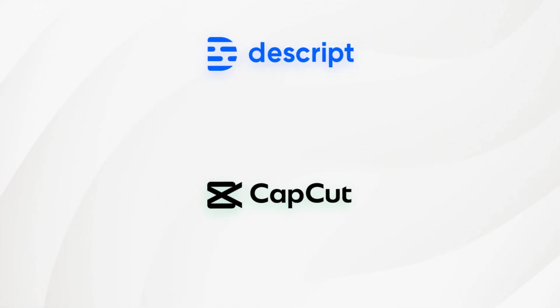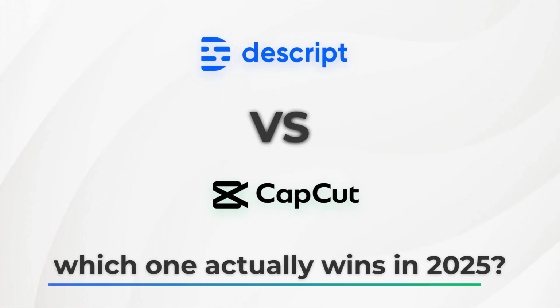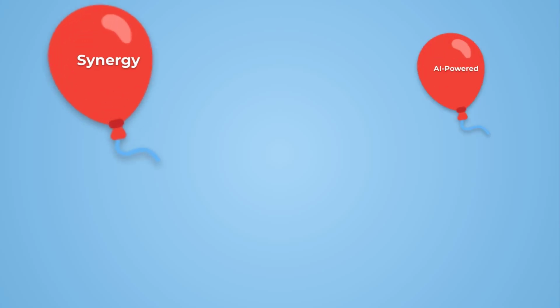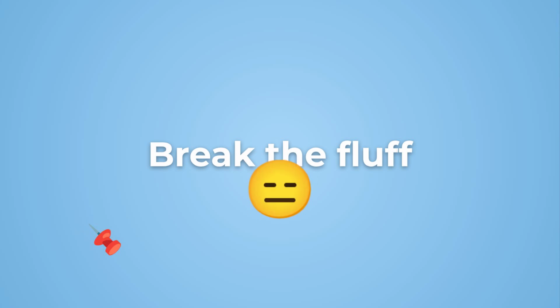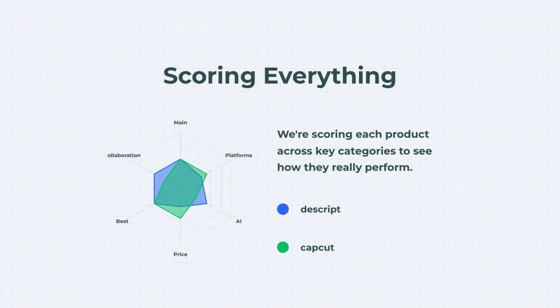Two standout names in editing. One burning question. Which one actually wins in 2025? On the left, Descript, AI-powered editing for podcasts, video, and voice. On the right, CapCut, social-first, fast and fun video editing. Let's skip the buzzwords and dive into the real differences. Every category is scored, so you'll know exactly who takes the crown by the end. And trust me, the winner might surprise you.